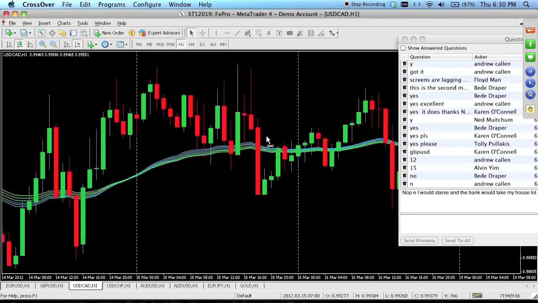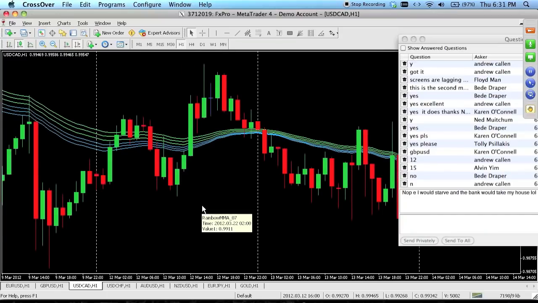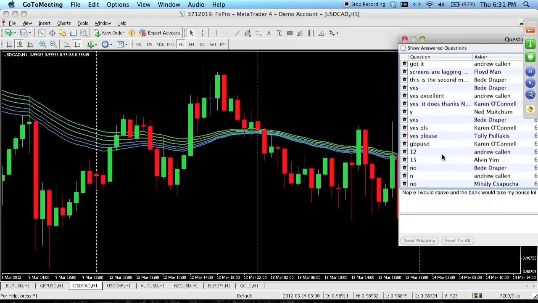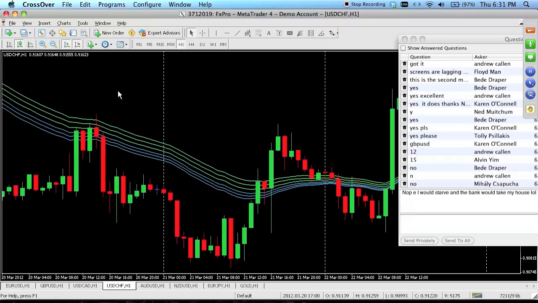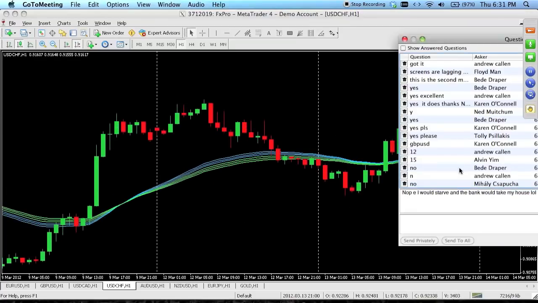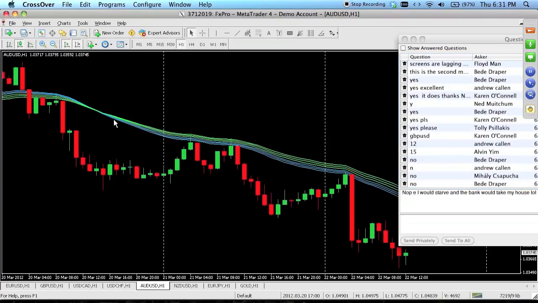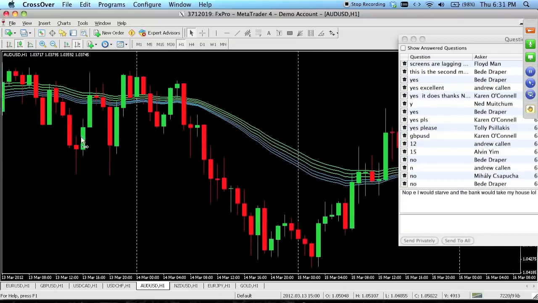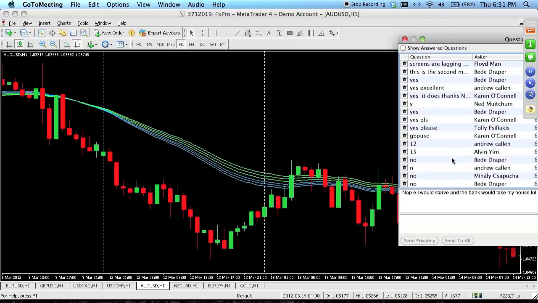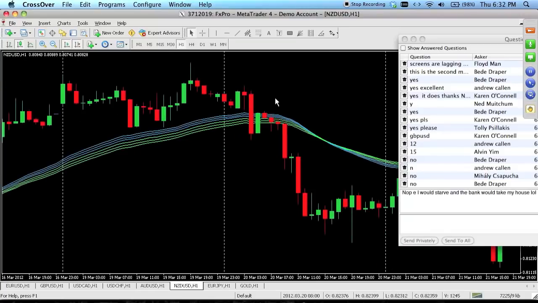US dollar CAD, March 12th. Take a look. Any trades here? Okay, Mihaly says no. Swiss franc, March 12. Any trades there? Let's take a look. No. Aussie dollar, March 12. Any trades there? Nothing there. New Zealand dollar, March 12. Let's take a look at that.